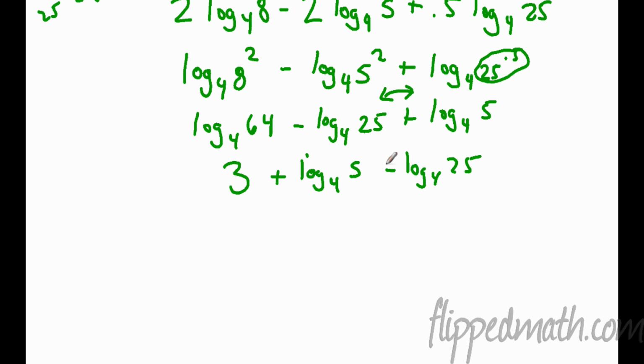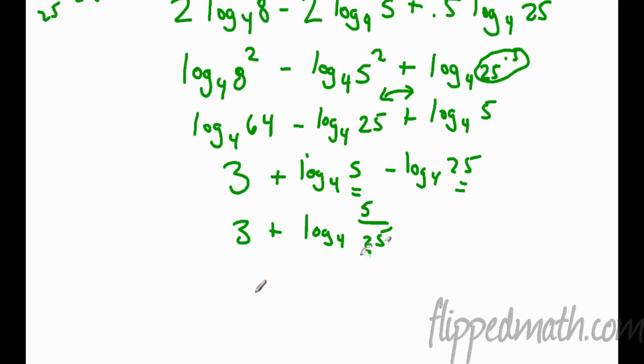And we can use our subtraction, our quotient rule that's above right in the middle there. So we have the same base and we're subtracting. So what does that mean? That means we can divide these two terms right here. So this is going to equal 3 plus log base 4 of 5 over 25. I can divide that by this. Now, the other way, it's hard to see that quotient. That's kind of why I rewrote it. It's the same. Trust me.